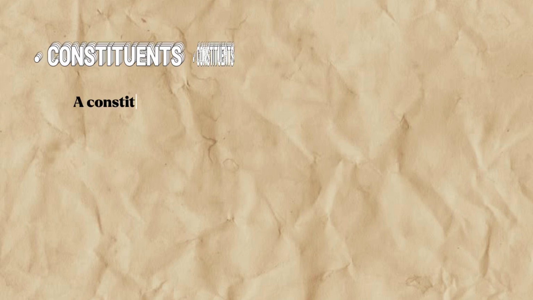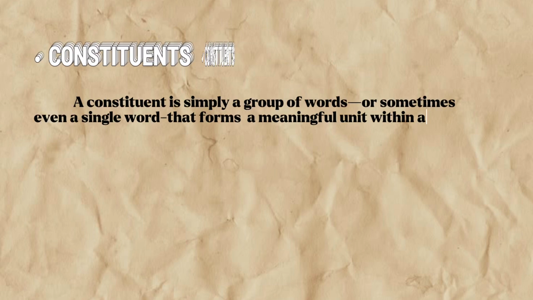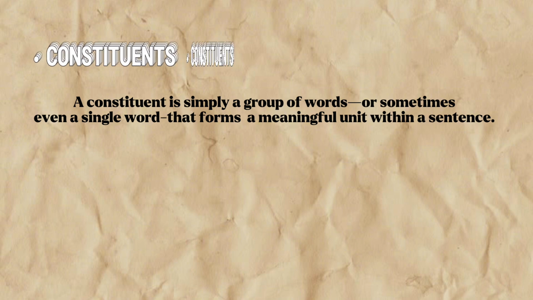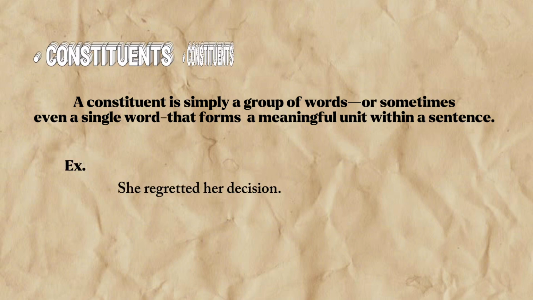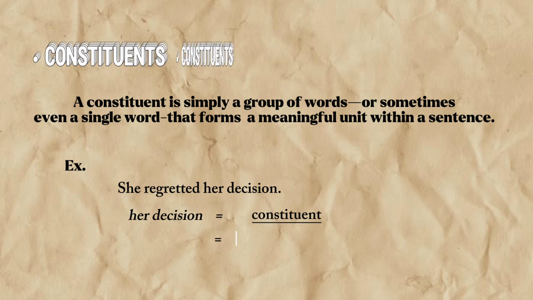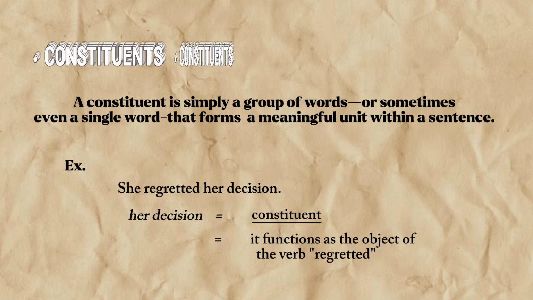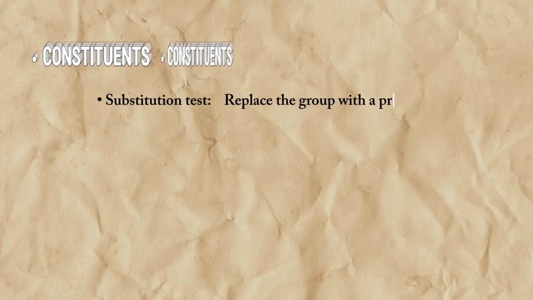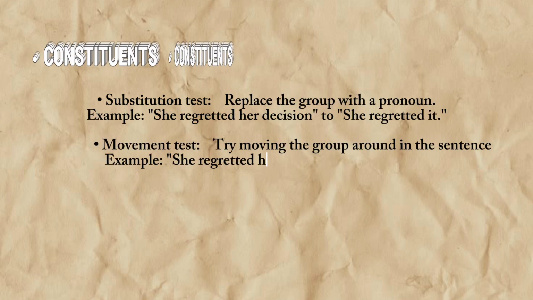A constituent is simply a group of words, or sometimes even a single word, that forms a meaningful unit within a sentence. For example, in the sentence, "She regretted her decision," the phrase "her decision" acts as a single unit, or constituent, because it functions as the object of the verb regretted. We can identify constituents using a few simple tests.